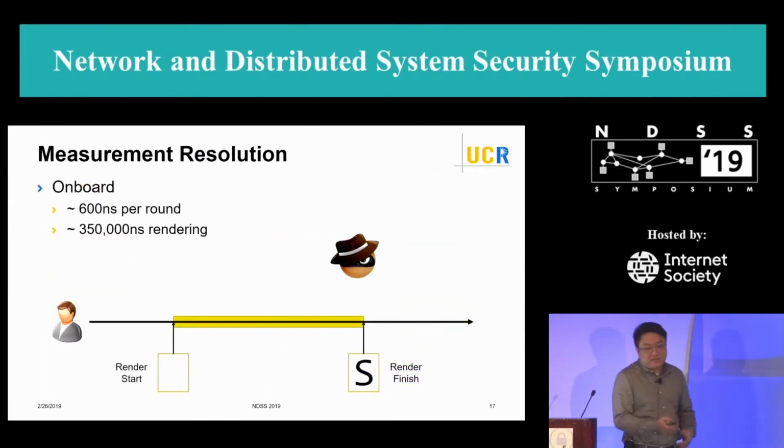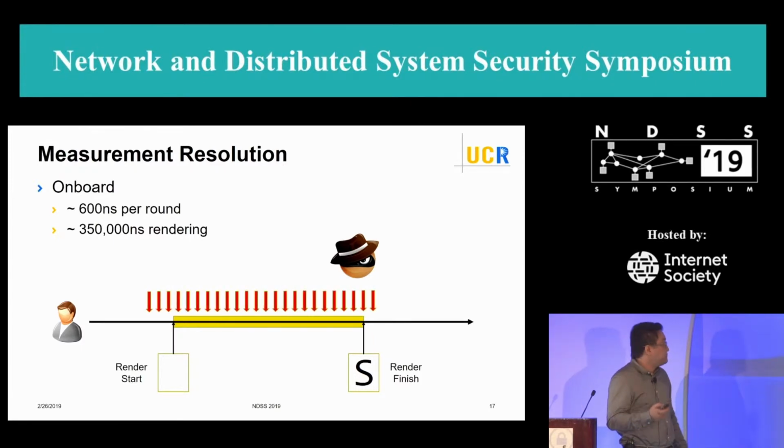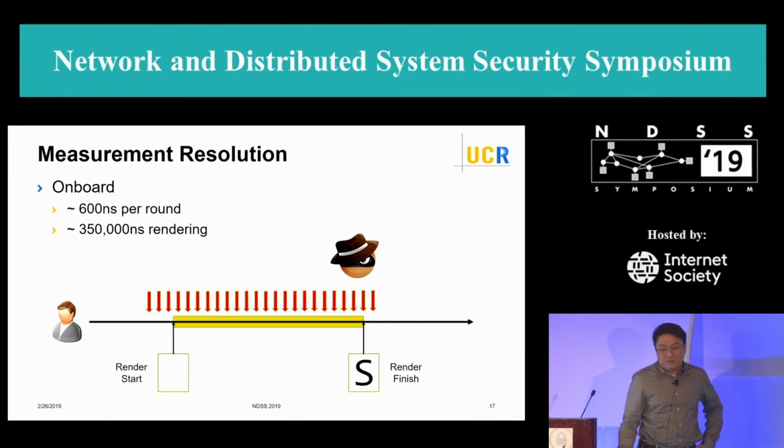Now, in this attack, the attacker has to flush and reload over and over, so it has a limited resolution. In our onboard case, for example, we are able to do 600 nanoseconds per round, which is not ideal, but compared to the actual rendering time of 350 microseconds, we're pretty good.